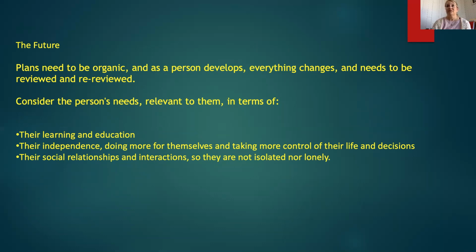These are things that make it a team and a collaborative effort, which is so important when we're working with kids with CVI. It really does take a whole team to provide that child access to the environment, access to learning, and the ability to recognize, perceive, and learn. Then consider the person's needs relevant to them in terms of their learning and education, and their independence: how can they do more for themselves and take more control of their life and decisions?